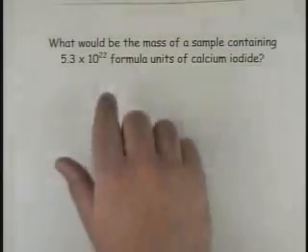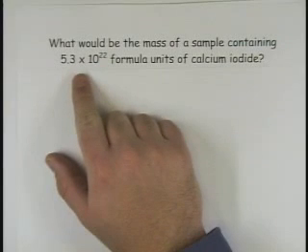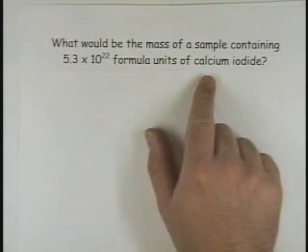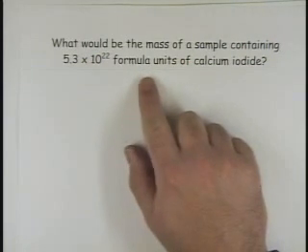I hope you're getting the hang of it. We just want to try one more thing. Again, I think the way to go is to jump in and try a problem. Here it is. What would be the mass of a sample containing 5.3 times 10 to the 22nd formula units of calcium iodide? Think about it. This is really just the same thing in reverse. We'll let the units guide us, and it'll be easy.